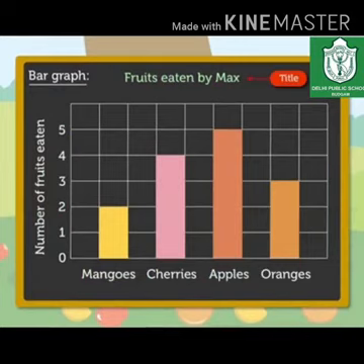So, from the bar graph, we can collect information. From this bar graph, we can also find how many total fruits were eaten by Max. We can also find how many more apples he ate than mangoes, or how many more cherries he ate than oranges, and so on. So, the information obtained from the bar graph can be very helpful.